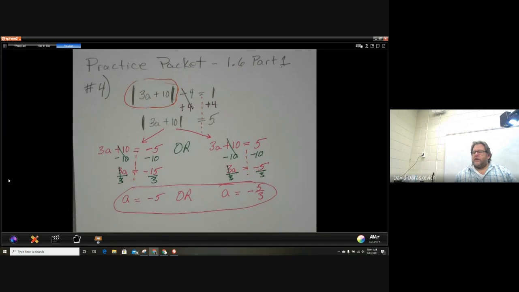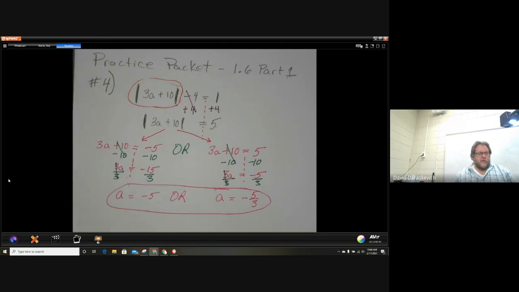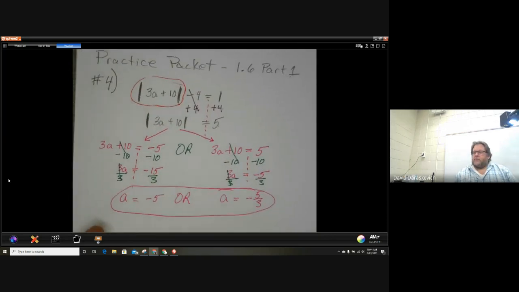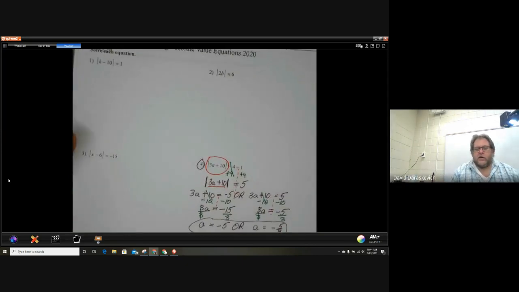Well, we're going to do the same thing with inequalities in part 2, except it's a little more involved, especially when we break it up and put that and or statement in there. It gets way more complicated.